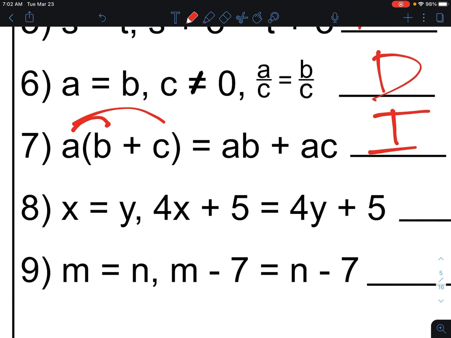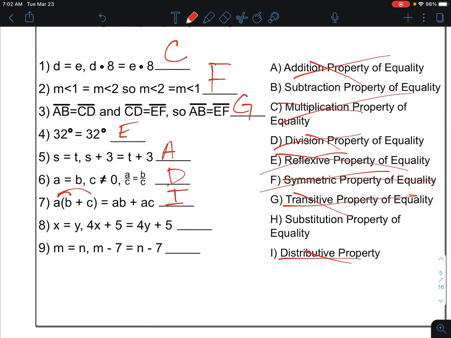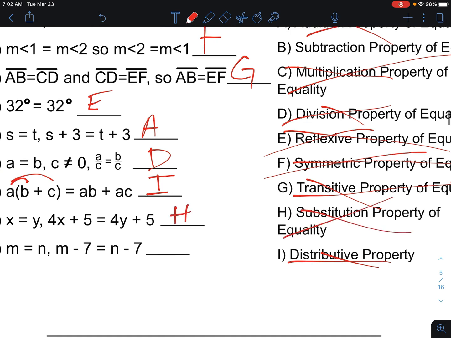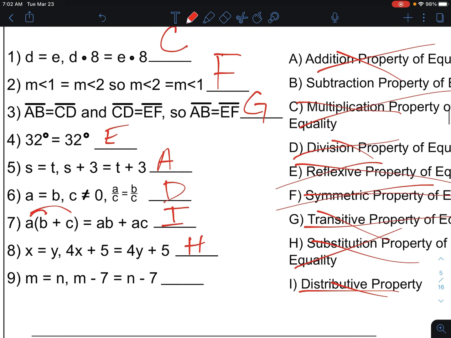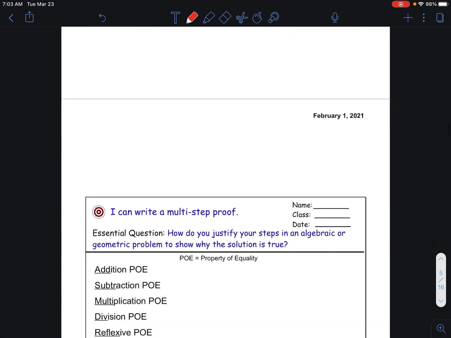Number 8, we started with x equals y, then it was 4x plus 5 equals 4y plus 5. Oh, shoot, which one is that? Is that subtraction or is that substitution? And we basically substituted in x for y. So that's substitution. That one's kind of weird to see in that case. And then the last one is subtraction. So there you have it. Now what we're going to do is some algebra.